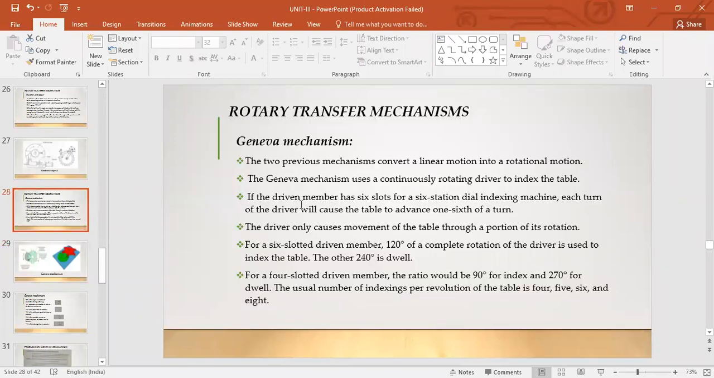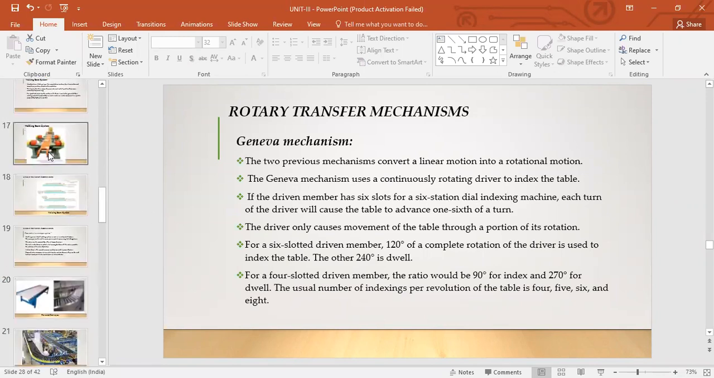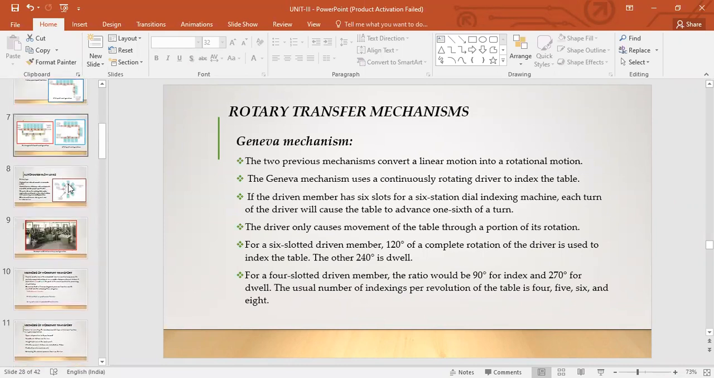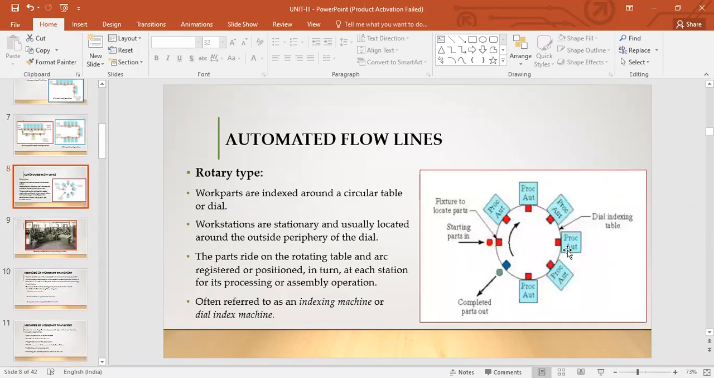So if the driven member has 6 slots for a 6-station dial indexing machine, each turn of the driver will cause the table to advance 1/6 of a turn, isn't it? So you see how there is a correlation between the number of slots and the stations on the machine. If you have a 6-station dial indexing machine, basically if you observe that table, you see 1 2 3 4 5 6.